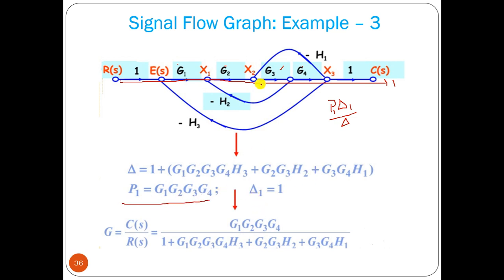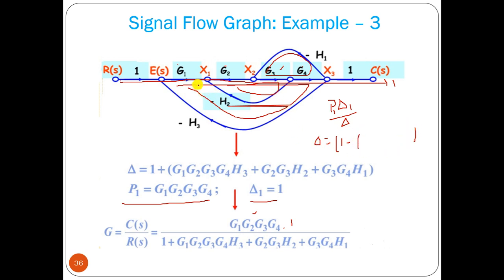Delta 1: all the loops, these three loops are there. This is one loop, second loop, and this is your third loop. All these loops are touching with the forward path, so delta 1 equals 1. So we know P1 into 1. Now delta equals 1 minus all the loop gains.